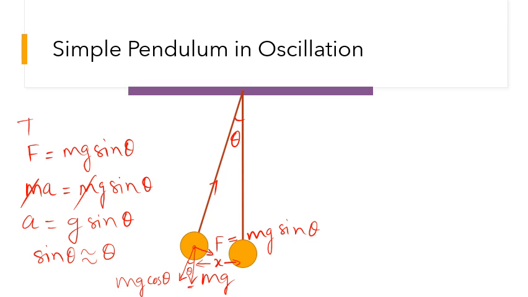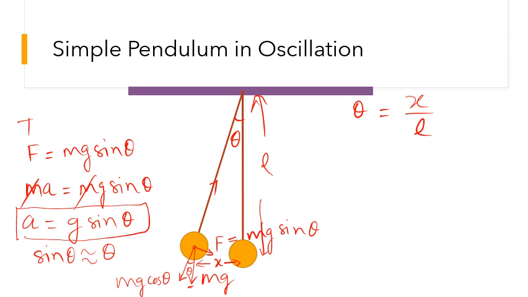In that case, we can write theta is equal to x by L, using this diagram. So x is the displacement and L is the length of the pendulum from this mean position of the pendulum. So now this equation looks something like this: a is equal to g x by L.